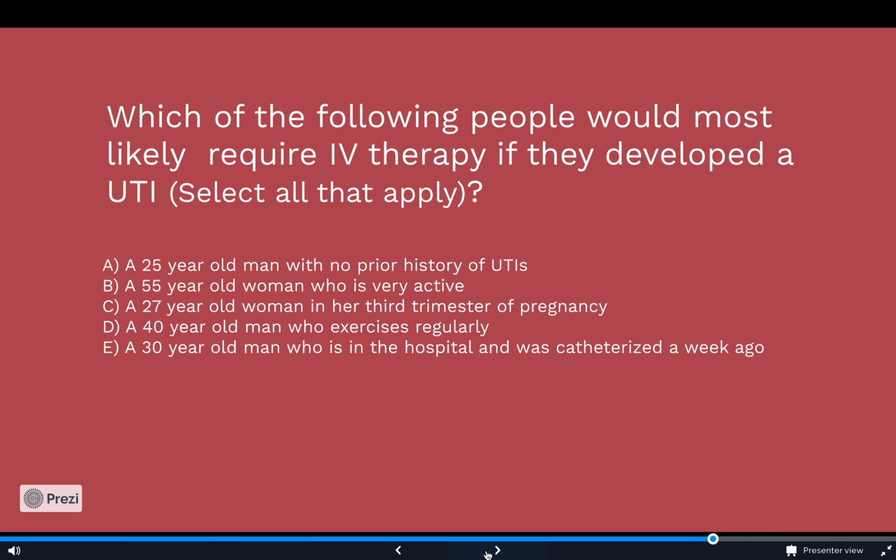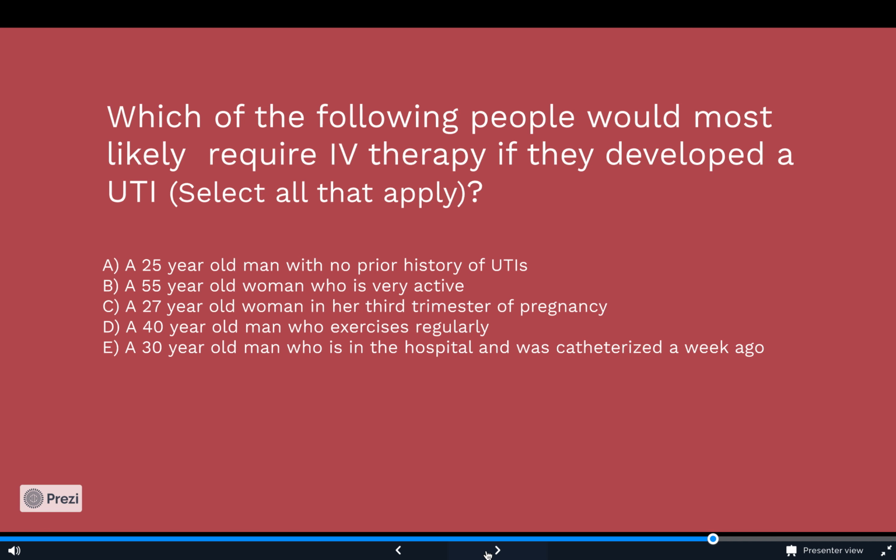Which of the following people would most likely require IV therapy if they developed a UTI? Select all that apply. A. A 25-year-old man with no prior history of UTIs. B. A 55-year-old woman who is very active. C. A 27-year-old woman in her third trimester of pregnancy. D. A 40-year-old man who exercises regularly. Or E. A 30-year-old man who was in the hospital and was catheterized a week ago. The answer is C. A 27-year-old woman in her third trimester of pregnancy. And E. A 30-year-old man who was in the hospital and was catheterized a week ago.